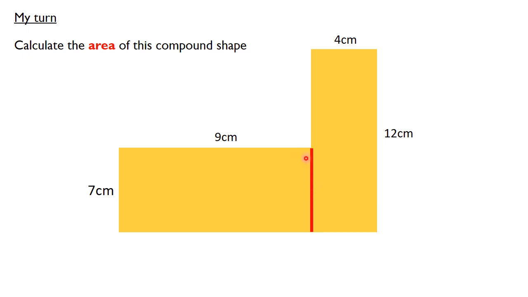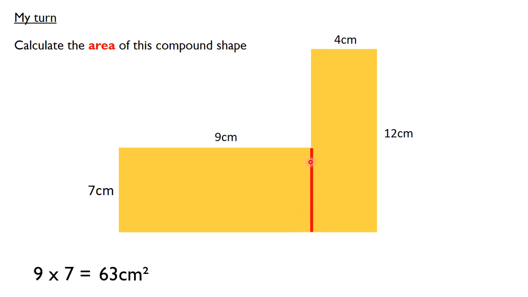So, I know that to work out area, I do length times width. Let's do this rectangle first. I'm going to need to do 9 multiplied by 7. And I know, because we all know our times tables or we're getting there, that 9 times 7 equals 63. So the area of this rectangle here is 63 centimetres squared.